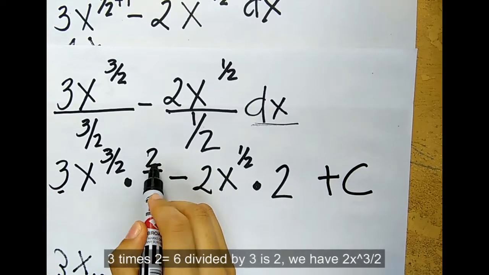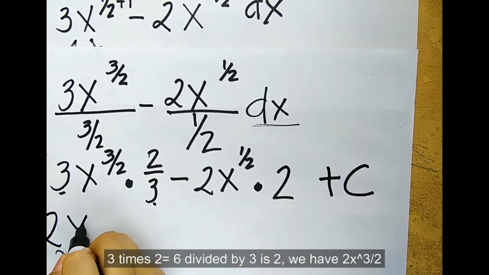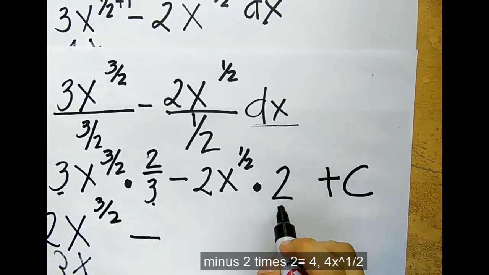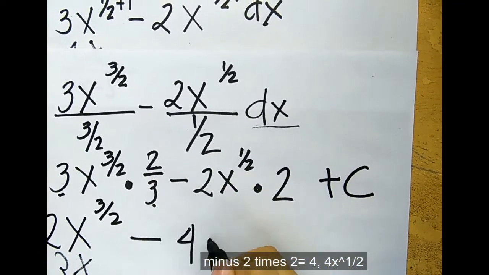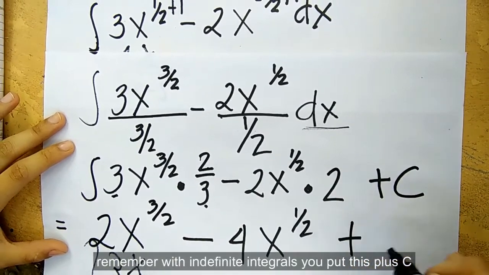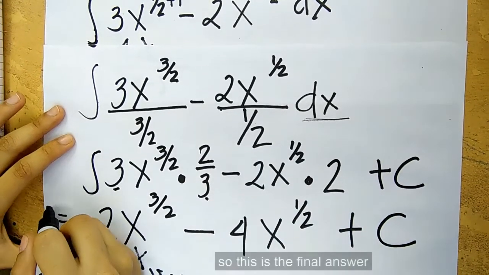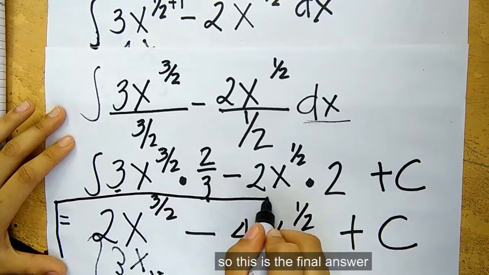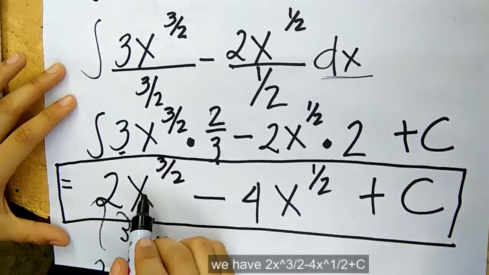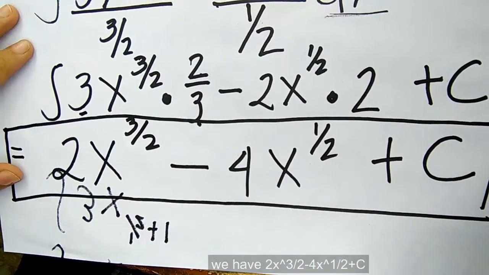3 times 2 is 6, divided by 3 is 2. We have 2x raised to 3/2 minus 2 times 2, which is 4, 4x raised to 1/2. Remember, with indefinite integrals, you put this plus c. So this is the final answer: 2x raised to 3/2 minus 4x raised to 1/2 plus c.